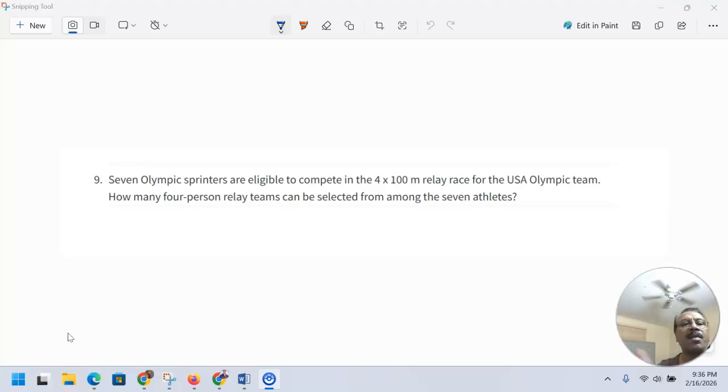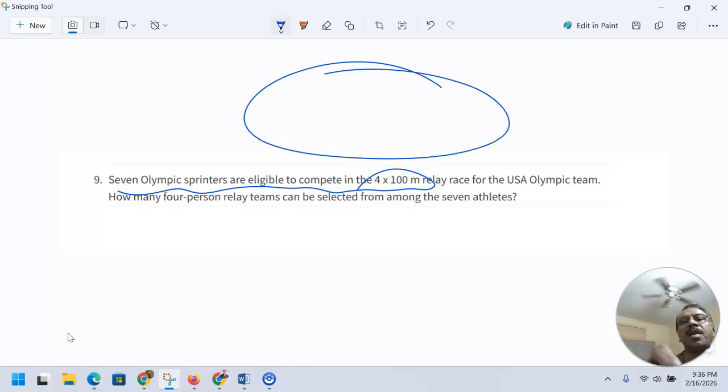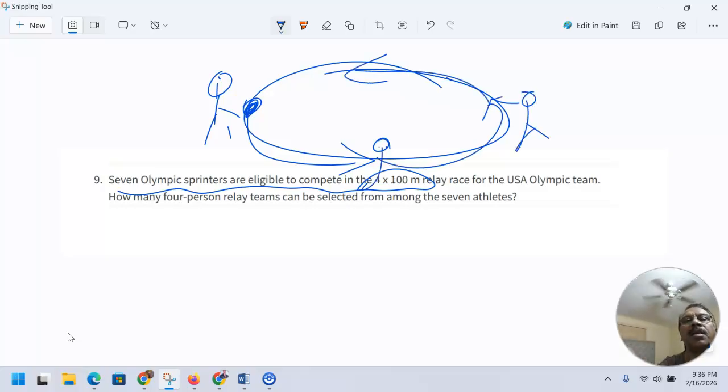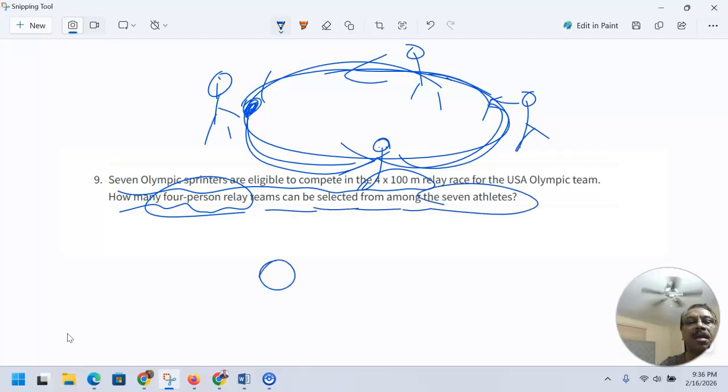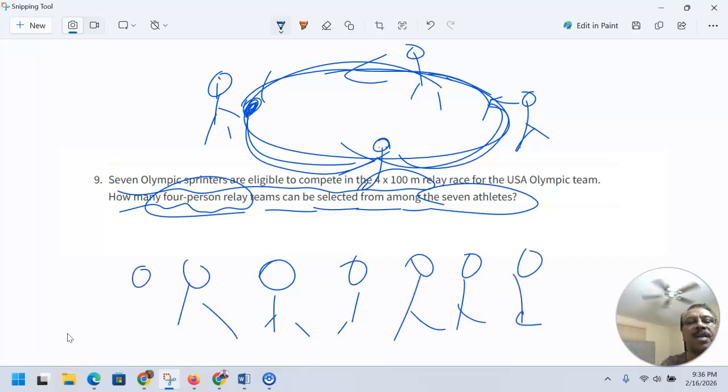So the seven Olympic sprinters are eligible to compete in a 4 x 400 relay. It means like this: they may start here. The first person runs till here maybe. Then there is another person, he'll run till here. Then there is another person, then he'll go till here. And the relay is complete when you come back. So placing them is very important. Who is going to be the first, second, or third? How many four-person relay teams can be selected from seven? Now there are seven of them. See, these are altogether seven sprinters.